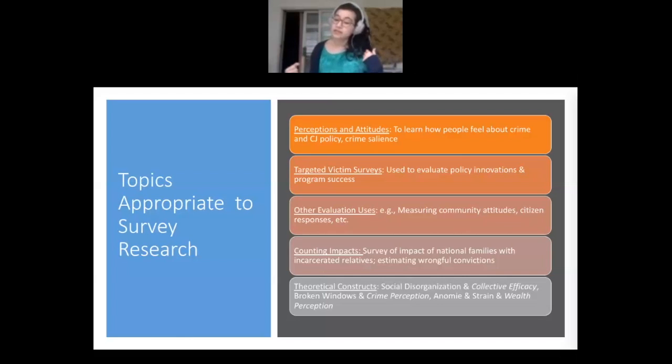And then if we think about anomie and strain theory, which says that people who see other people who have a lot of wealth, because wealth and consumerism are huge parts of US culture, are going to try to attain that through illicit means if they don't have legal means to do so. So you can get at that wealth perception and how people see themselves, if they see themselves as wealthy or not, and if they are attracted to those consumer habits that are out of their means as well. And so you can get at that through survey methods as well.